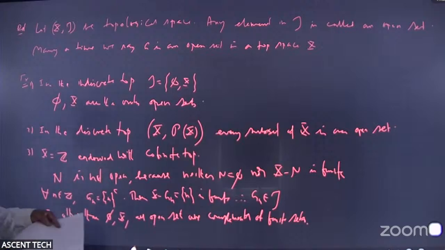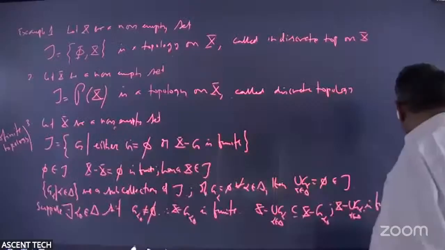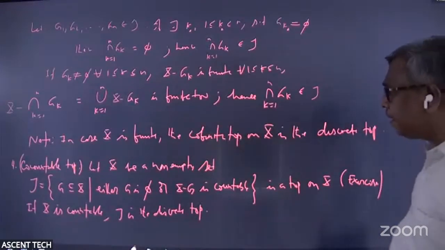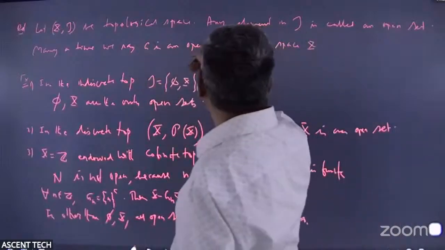Okay, I think you understand what open sets are, right? And I think you haven't completed the definition and you started examples. We go to the definition of open set. Next page. Okay. The definition was not completed. Any element of T is called an open set.